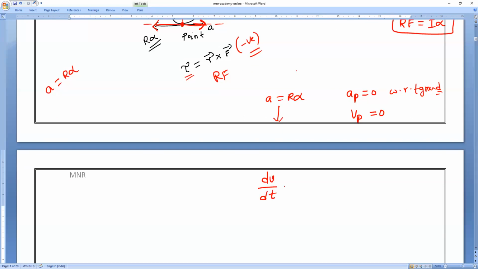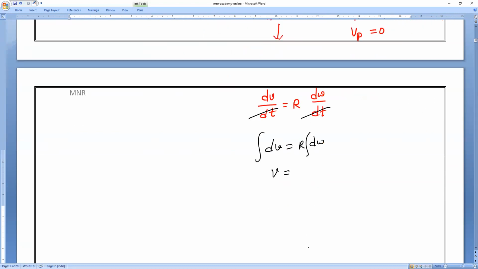Derivations: dv by dt, and r remains constant. Alpha means what, everybody? d omega divided by dt. So dt will get cancelled, so dv is equal to r d omega. Apply integration: integration of dv is v, and r times integration of d omega is omega.